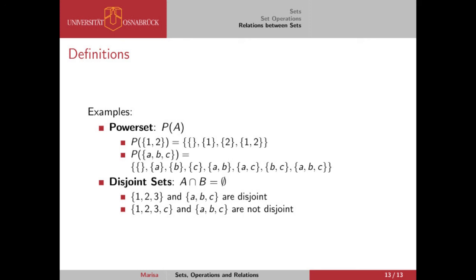For the disjoint sets, you can clearly see that in the first examples, the two sets are disjoint. They don't share any common elements. However, in the second examples, the sets share a common element, namely the C, and therefore they are not disjoint.